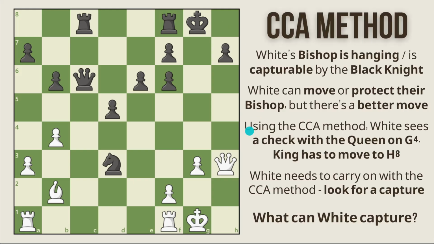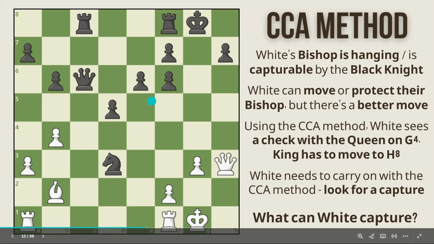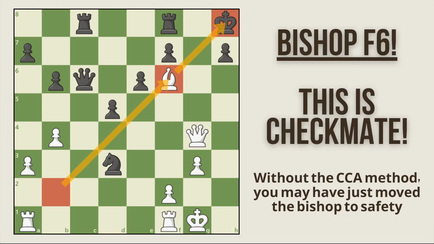As we mentioned before, the bishop is hanging, so we need to try and implement the CCA methods. And we realized that there's a check with the queen, so we move to g4. The king has to move here, and we can realize that there's a check and a capture at the same time if we play the move bishop f6. And that is checkmate as well. So another really good example of the CCA methods.